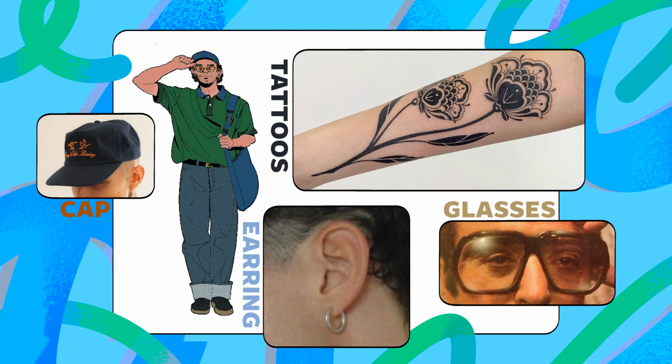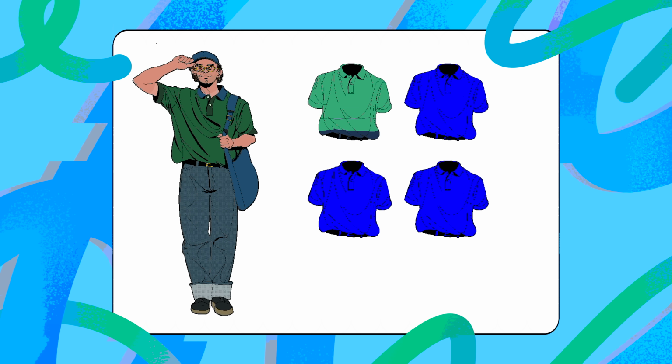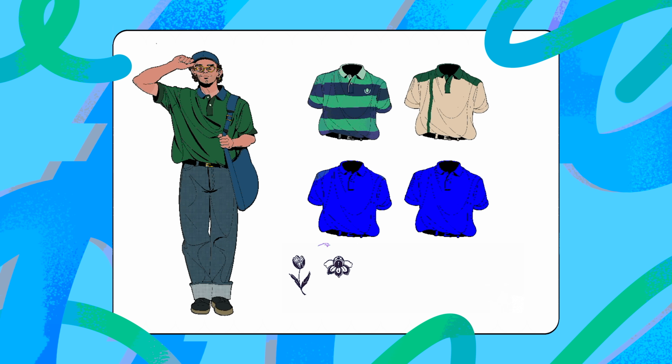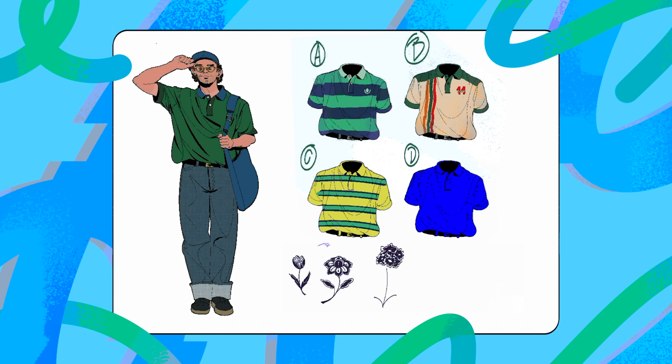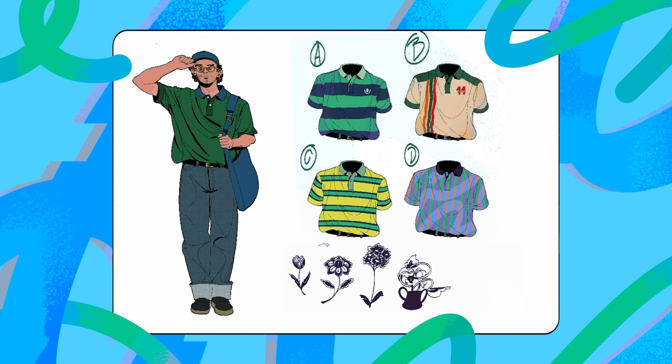I usually do a few iterations on things like the polo shirt or tattoos. Options are helpful, especially when working with clients. It stops you from marrying the first idea that pops into your head, which is rarely the best one. Think of the concept phase like letting fruit ripen. Give it time, let it evolve.